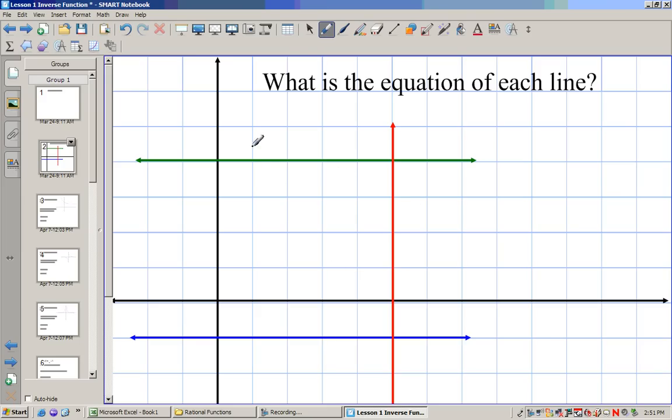Now this green line going across is at 1, 2, 3, 4 up, so that equation is just going to be y equals 4. The blue equation is a horizontal line at negative 1, so we'll write y equals negative 1. However, this vertical line is at 1, 2, 3, 4, 5, and this is where x is going to be 5. So we write this equation x equals 5. So vertical lines we write as an equation x equals. Horizontal lines we write y equals.